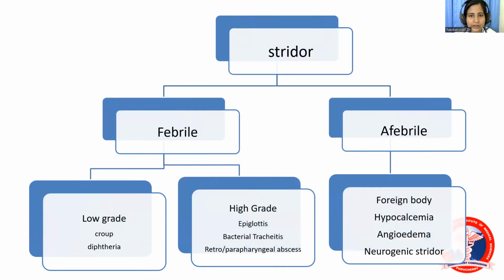So you are sitting in the OPD as the medical officer, and one child comes with a stridor. How will you approach the child with stridor? It's simple basics. First you need to analyze whether the child is well-looking or sick-looking. How do you know? If the child has fever and is toxic, it is sick-looking. If the child is okay, with mild fever or no fever, it is well-looking.